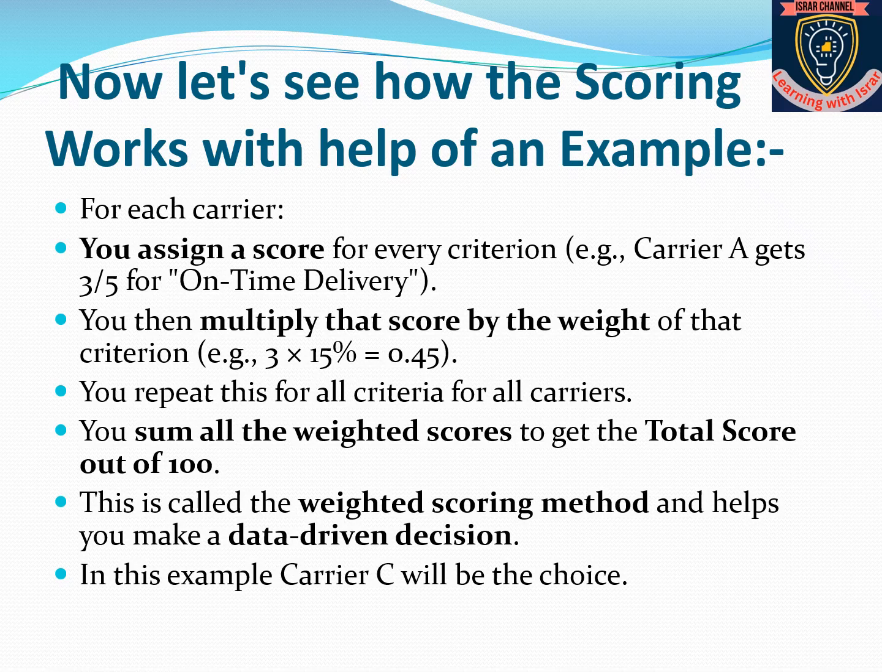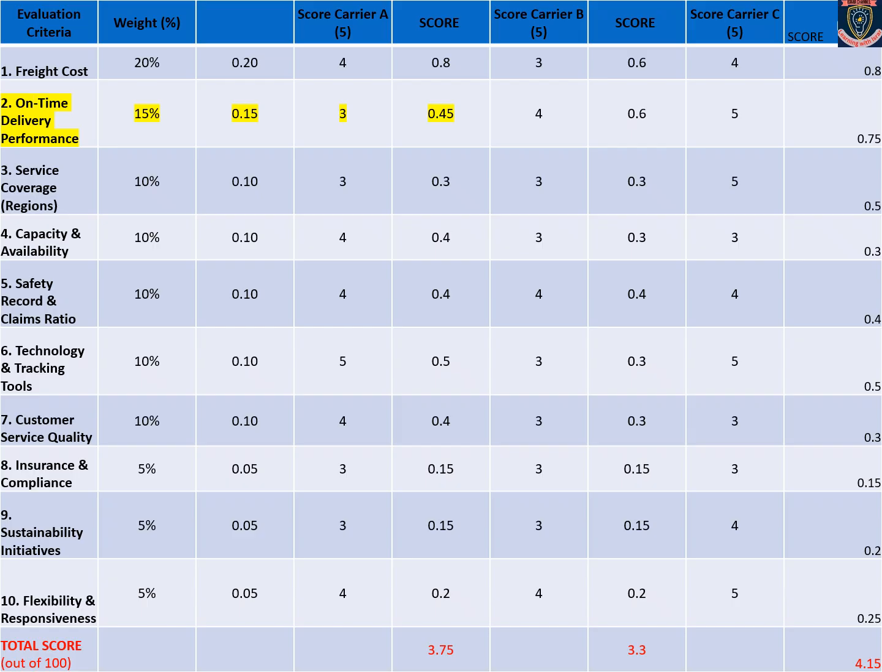You repeat this for all criteria for all carriers. You sum all the weighted scores to get the total score out of 100. This is called the weighted scoring method and helps you make a data-driven decision. In this example, carrier C will be the choice. So this is your total template showing all the calculations and the final selection.